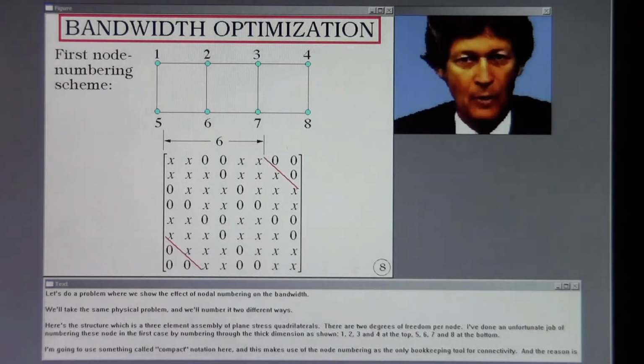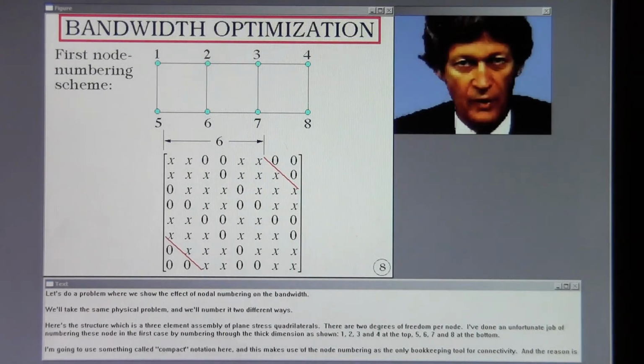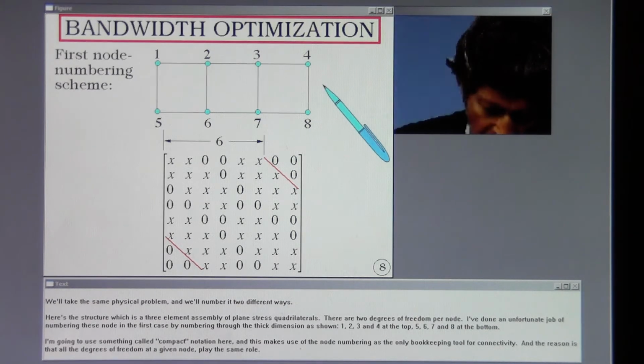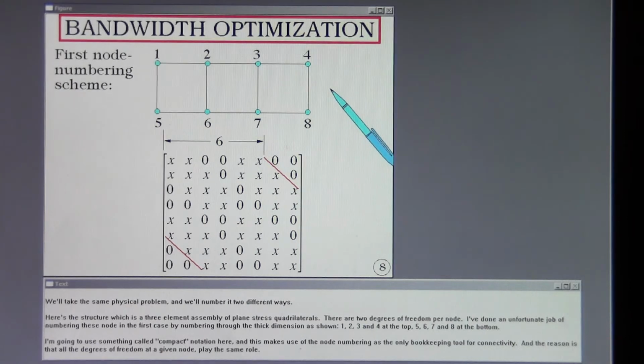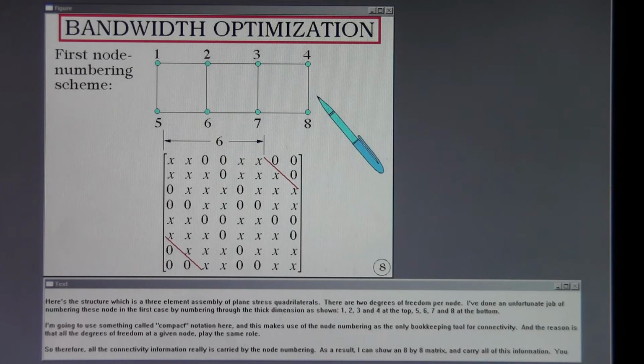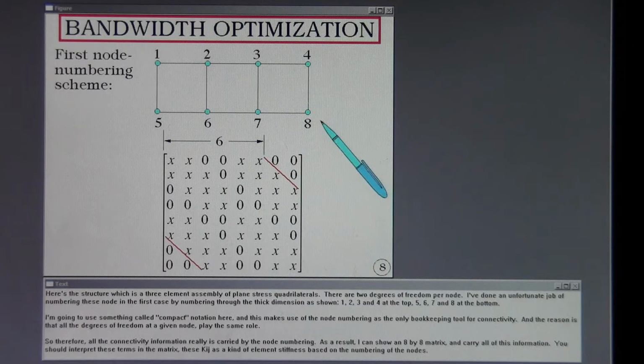Let's do a problem where we show the effect of nodal numbering on the bandwidth. We'll take the same physical problem and we'll number it two different ways. Here's the structure, which is a 3-element assembly of plane stress quadrilaterals. There are 2 degrees of freedom per node. I've done an unfortunate job of numbering these nodes in the first case by numbering through the thick dimension as shown. 1, 2, 3, and 4 at the top, 5, 6, 7, and 8 at the bottom.